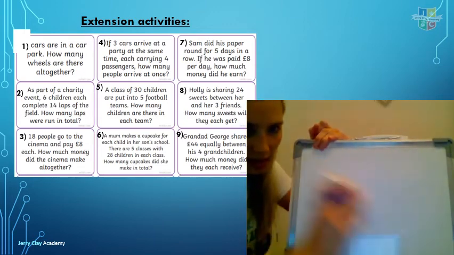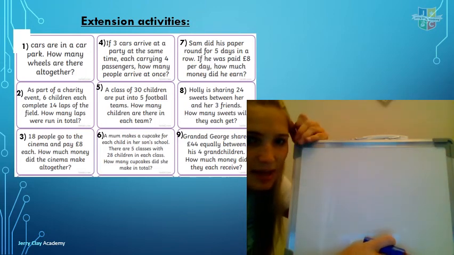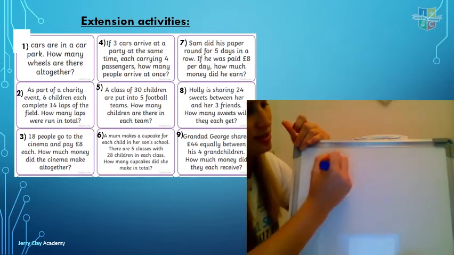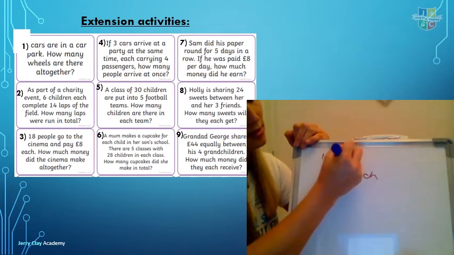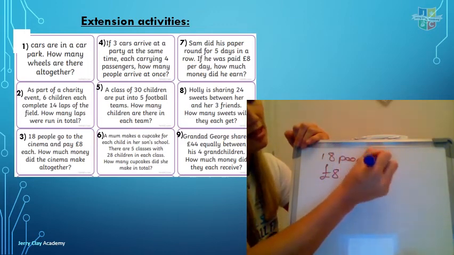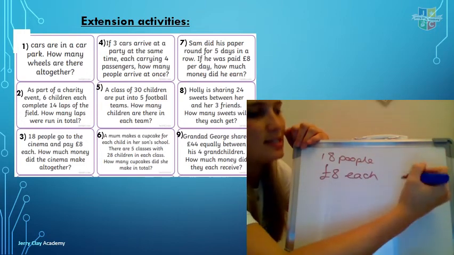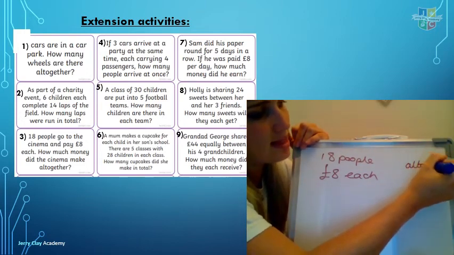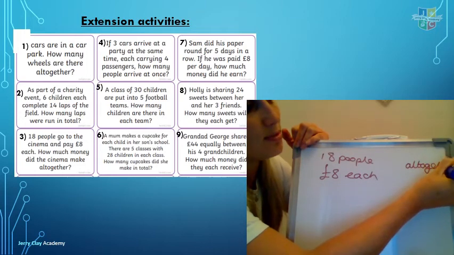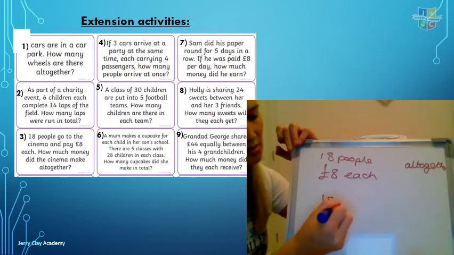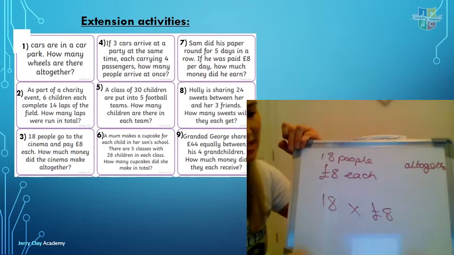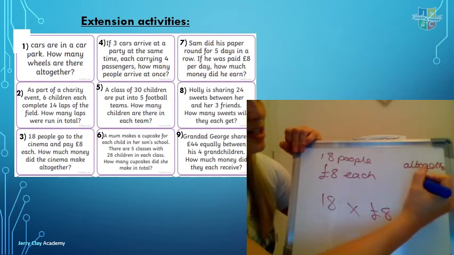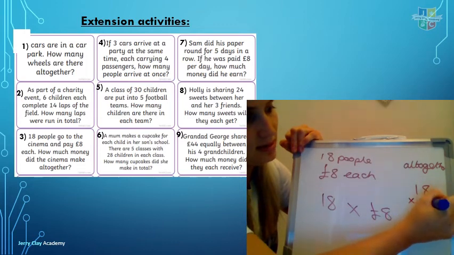Number 3, 18 people go to the cinema and pay £8 each, so it's £8 each. And there are 18 people, so we found the keywords. We then want to know how much money did they have at the cinema altogether. So again, there's that word again, the biggest number. So if there are 18 people, each person spends £8 each. So if we do 18 pound 8, I can do my column method.